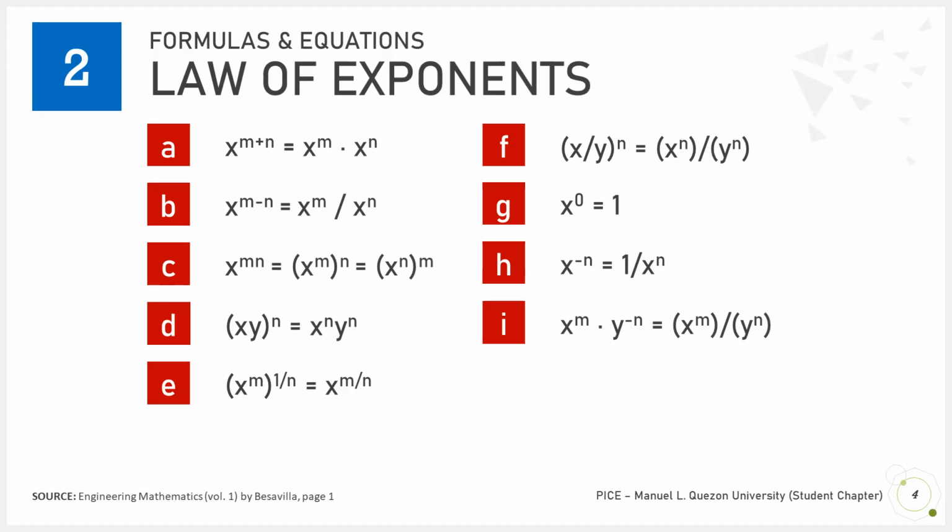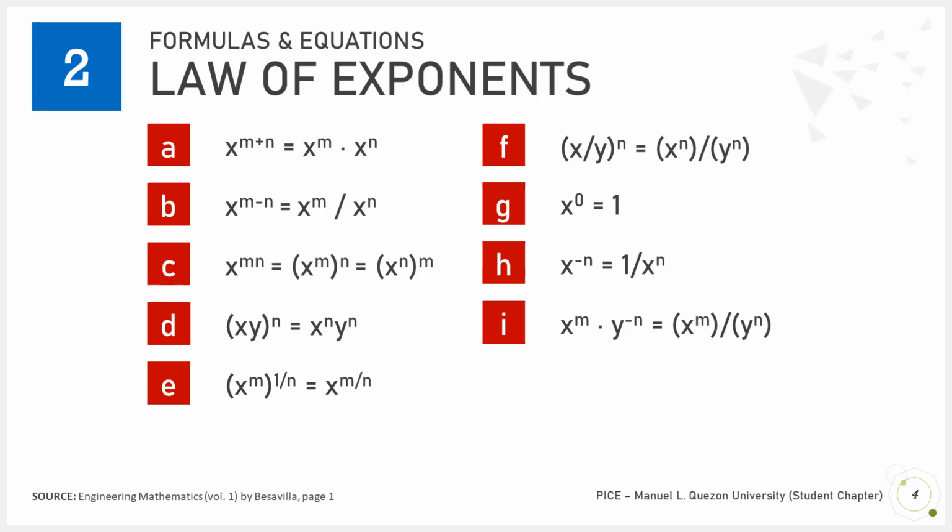For letter E, if we have an outer exponent which is a fraction and our inner exponent is, let's say, an integer, so we simply multiply kahit fraction pa yung exponents. For letter F, if we have a fraction enclosed in a parenthesis and there is an outer exponent, let's say n, we simply distribute the outer exponent sa numerator and sa denominator.